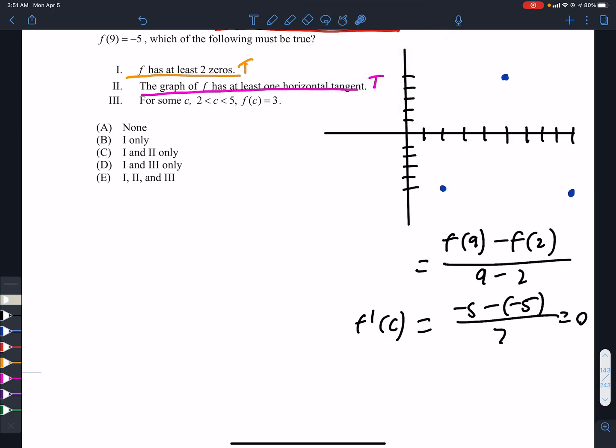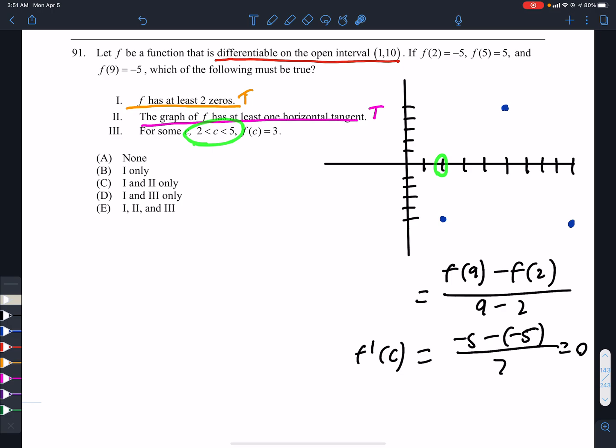All right, so from 2 to 5, here's 2 and here's 5. Does the function have to equal 3? Well, this is -5 and that's 5, and 3 is between it. So again, by the intermediate value theorem, you have to cross 3 at some point between 2 and 5. So that statement is true. So we got all three statements. So the answer is E.